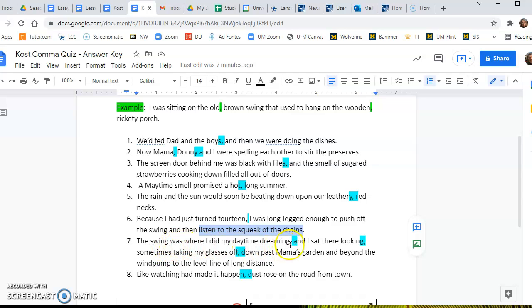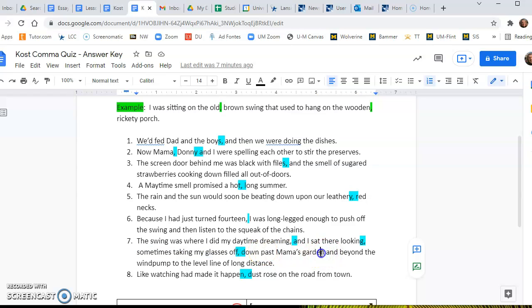"The swing was where I did my daytime dreaming, and I sat there looking, sometimes taking my glasses off, down past Mama's garden and beyond the wind pump to the level line of long distance." So here we have two sentences separated by a comma and a coordinating conjunction, so you have to have a comma there. But we also have a non-essential clause, "sometimes taking my glasses off." Those non-essential clauses have to be surrounded by commas because they're not necessary to understand the sentence. Who cares if they took their glasses off? It doesn't prevent you from understanding the sentence meaning.